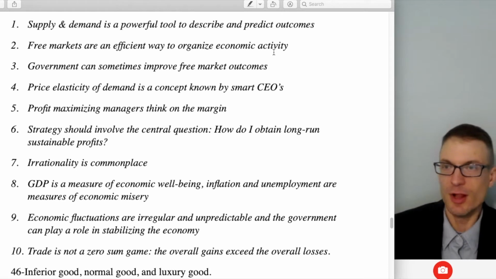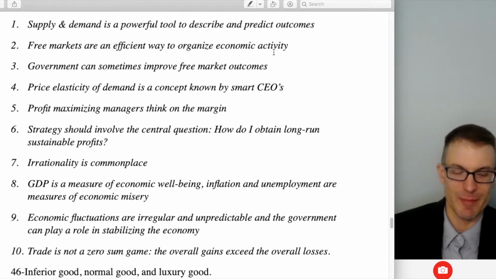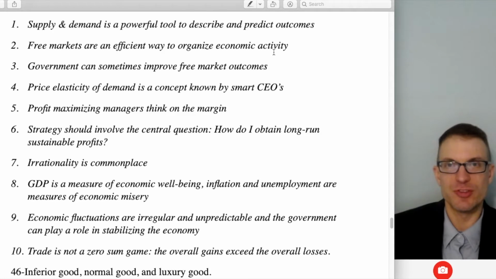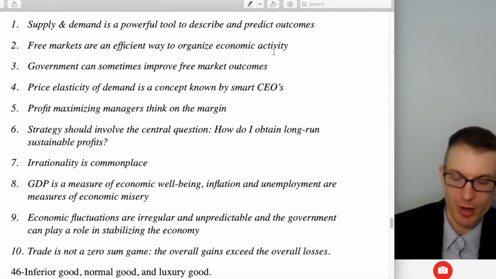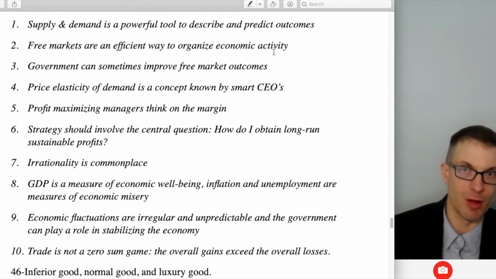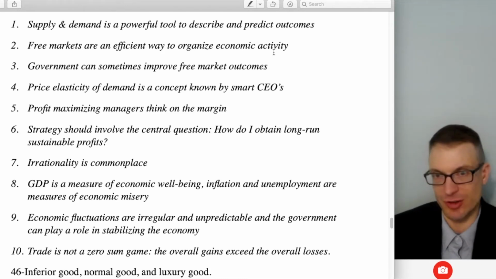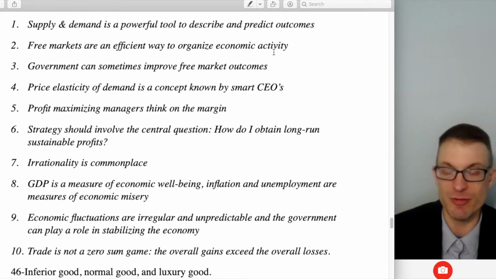All right, so government can sometimes improve free market outcomes. I said free market can sometimes be an efficient way to organize economic activity, but there are situations where there's market failure. If you have market power, like a monopoly, if you have externalities, these are additional effects that befall bystanders, or if you have asymmetric information, which leads to the problems of moral hazard and adverse selection, which I discuss in this video and then in some other videos I've got.